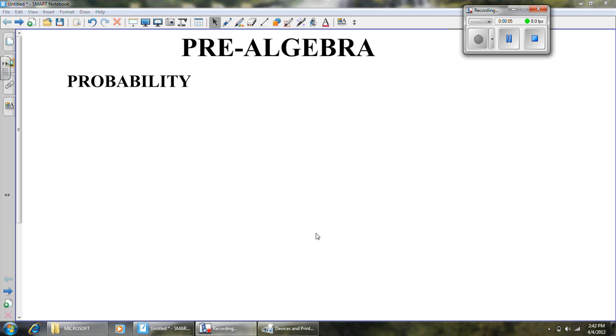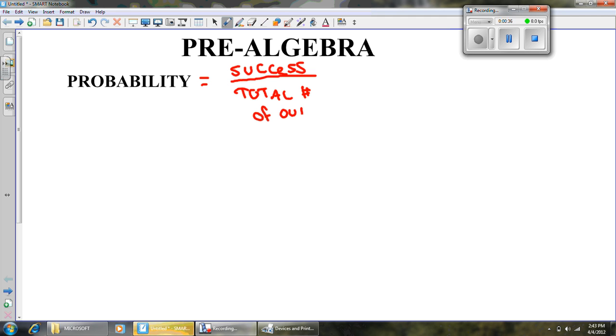It is on probability. And I know some of you think of probability as the chance something can happen. That is a good general definition. I like to think of it more formally. Probability is a fraction, and that fraction is the success of something happening over the total number of possible outcomes.